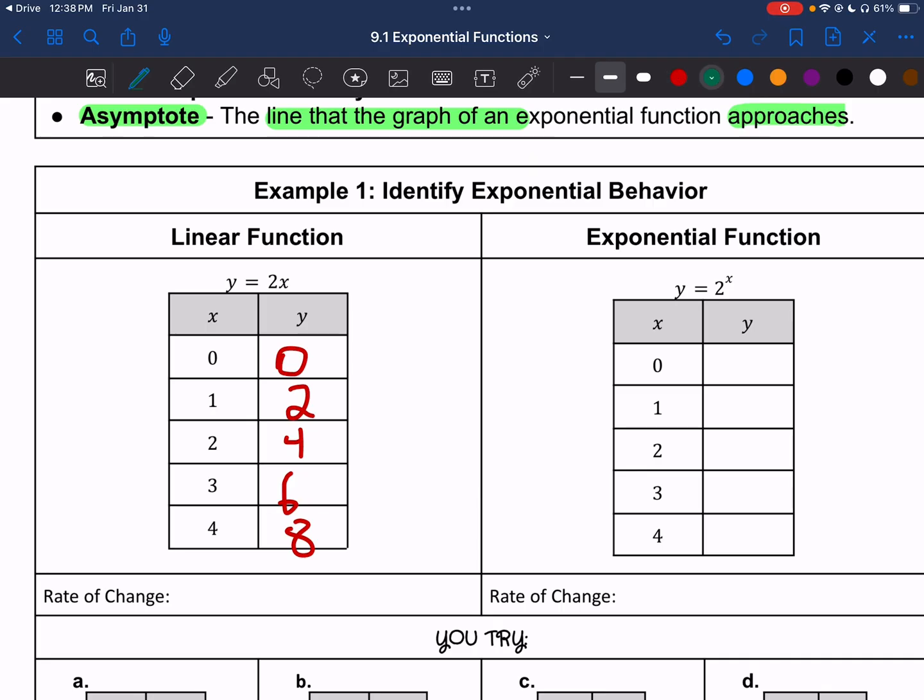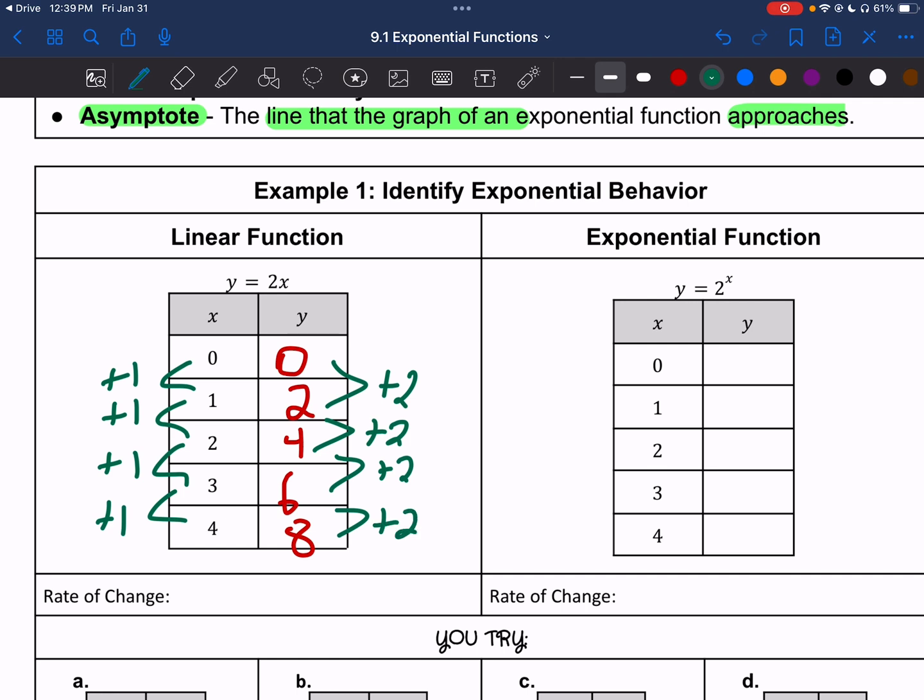So if I look at my rate of change, going all the way back into modules 1, 2, and 3, our x values are increasing by 1 each time. Our y values are increasing by 2 each time. So our rate of change is 2 over 1, which is constant.